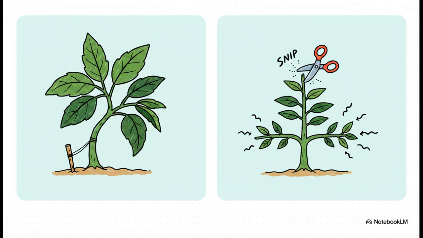On the flip side, we have topping, a high-stress training method. This is aggressive, but it's high reward. You are completely removing that main growth tip. This drastic move permanently shifts those hormones to the side branches, forcing them to explode into new main stems. But it requires a healthy plant and definitely a longer recovery time.